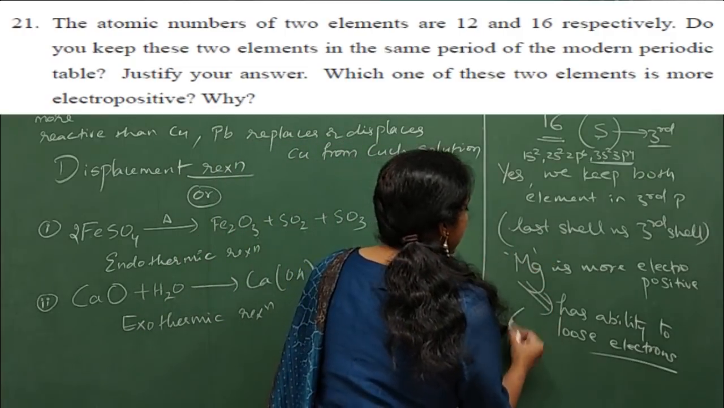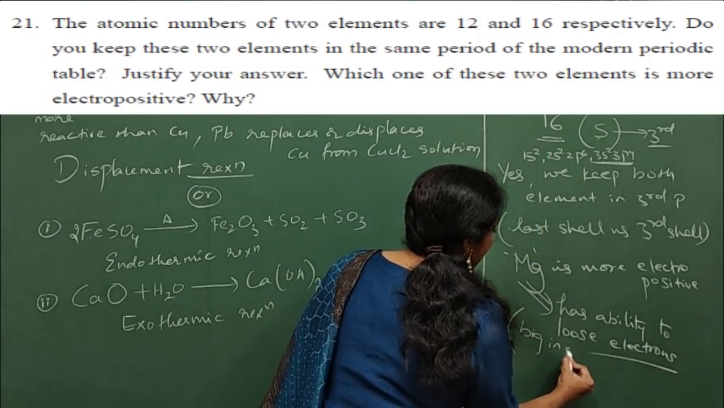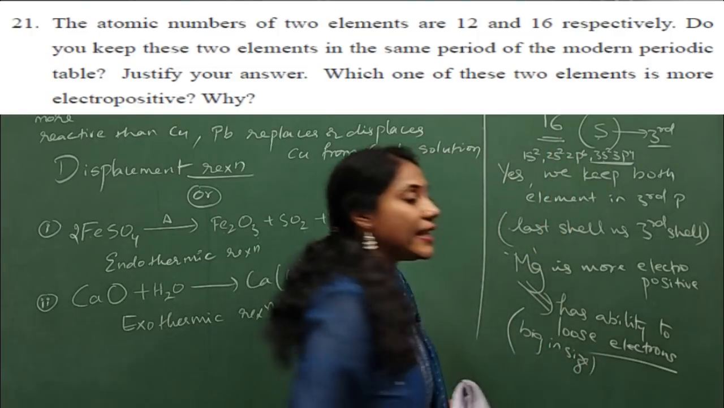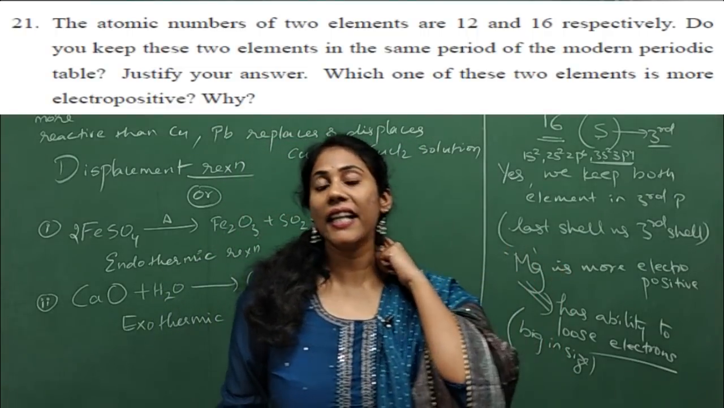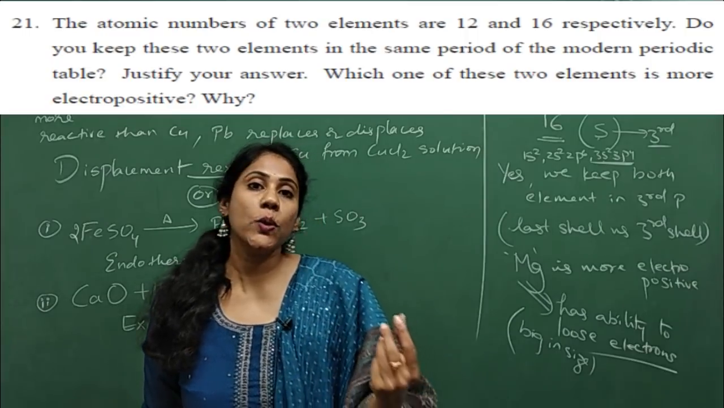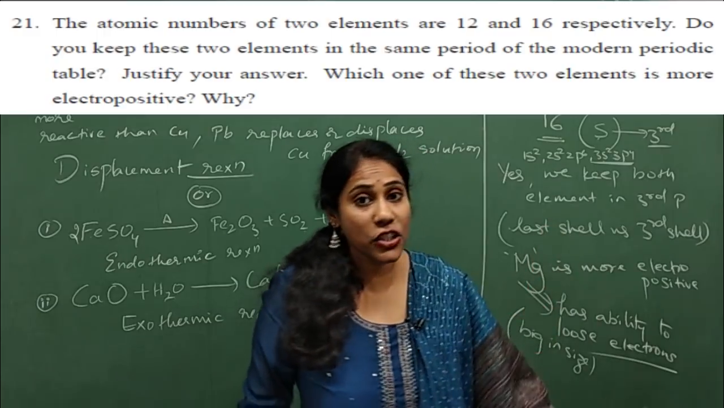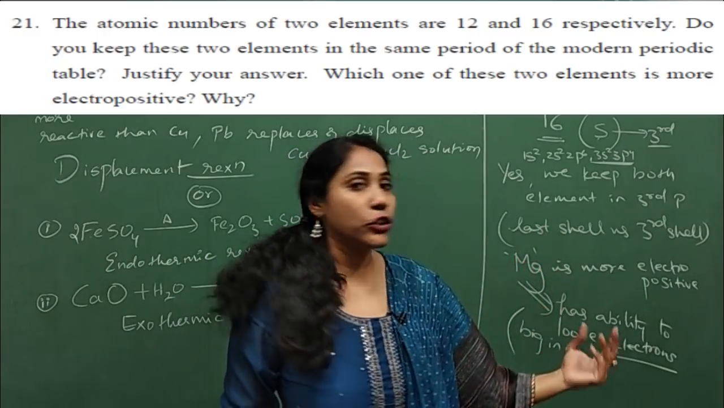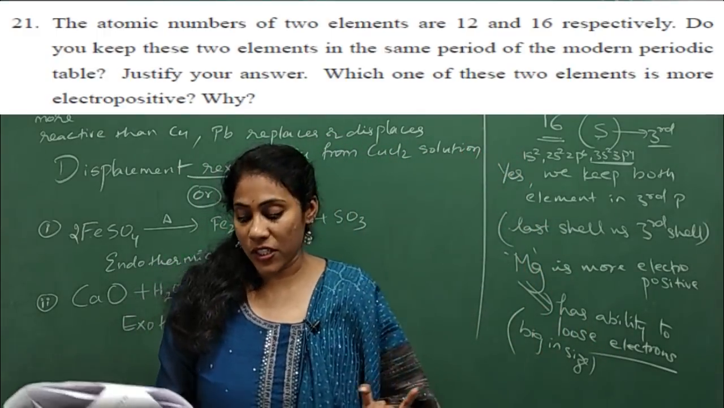Or we can say compared to sulfur, magnesium is big in size. Its atomic radius is very much bigger, right? So if the atomic radius is big, what happens? It will have more ability to lose electrons. That condition itself we will call electropositivity. Right? So this much should be the answer for the 21st question.